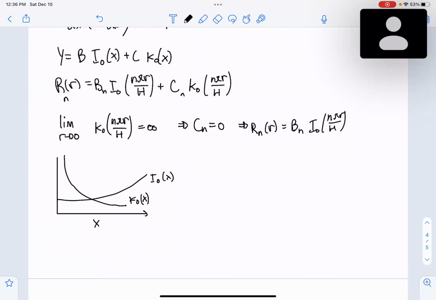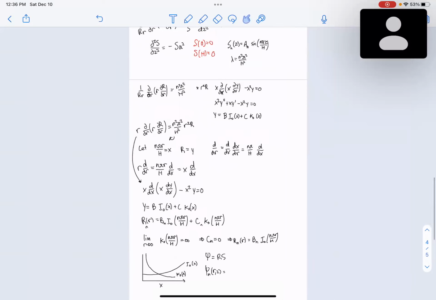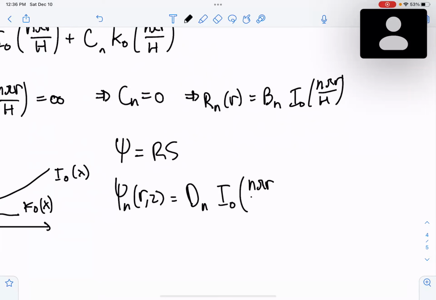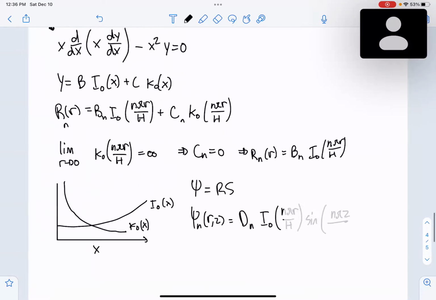So yeah, once we have that, we can go ahead and plug back into our initial formulation. So we had phi is equal to R times Z. So we have phi n of Rz is equal to Bn. Actually, I'll go ahead and say Dn right away. We're going to combine the coefficients here like we always do. We have Bn here and An here, so An times Bn is just some other coefficient Dn. So we have Dn I naught n pi r over h sine n pi z over h.